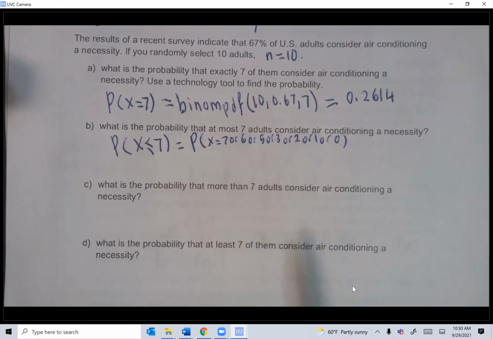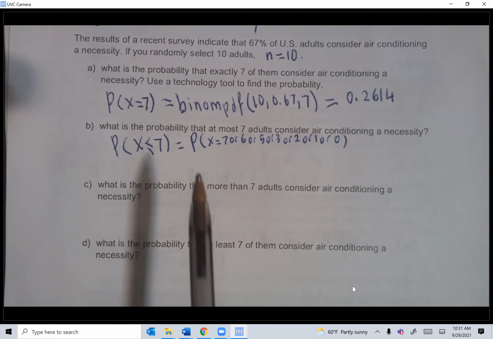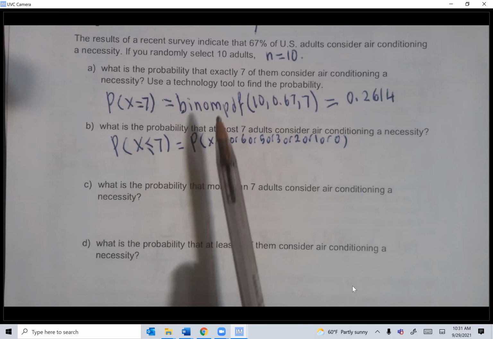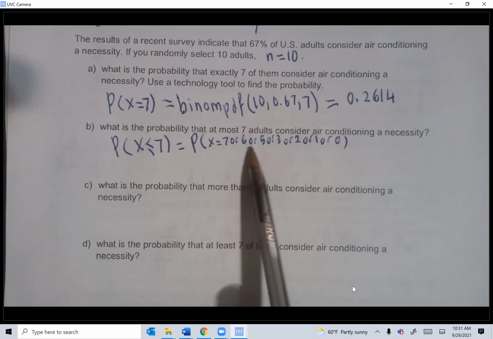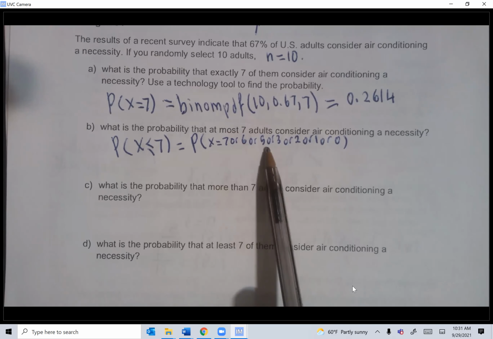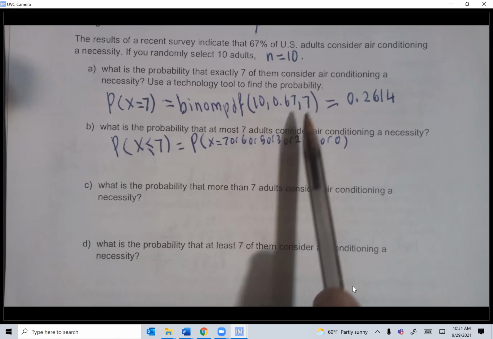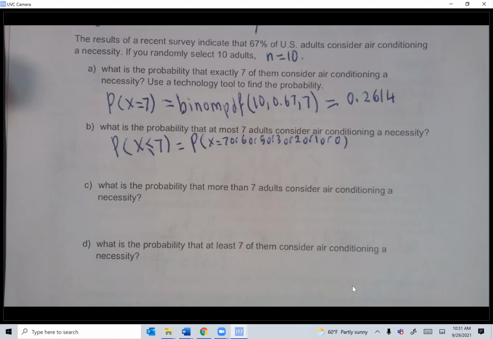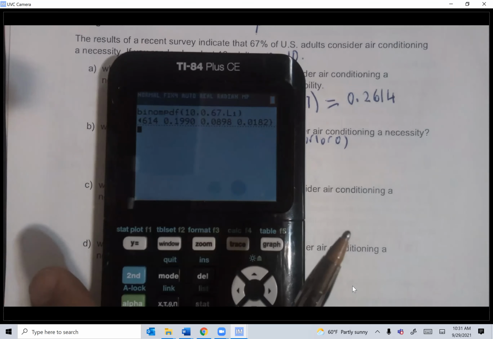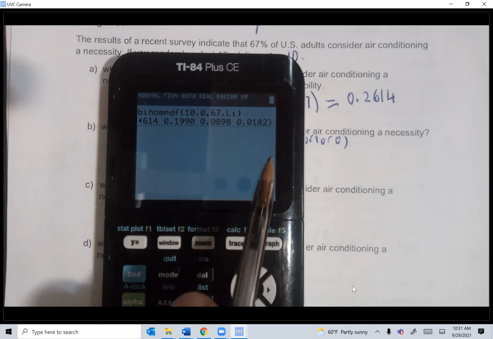Here's how you can do this one, guys. You can use the binomial PDF to find probability of x equals 7, then use it to find probability of x equals 6, then x equals 5, then do it for 3, then 2, then 1, then 0, and then add them up, because OR means addition. And I already showed you a way to display all of them in your calculator. So you just get the answers and add them up.